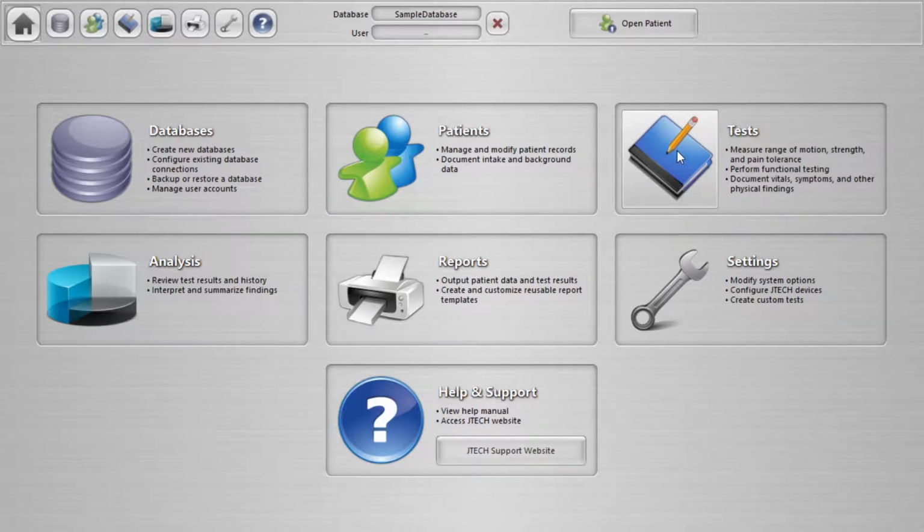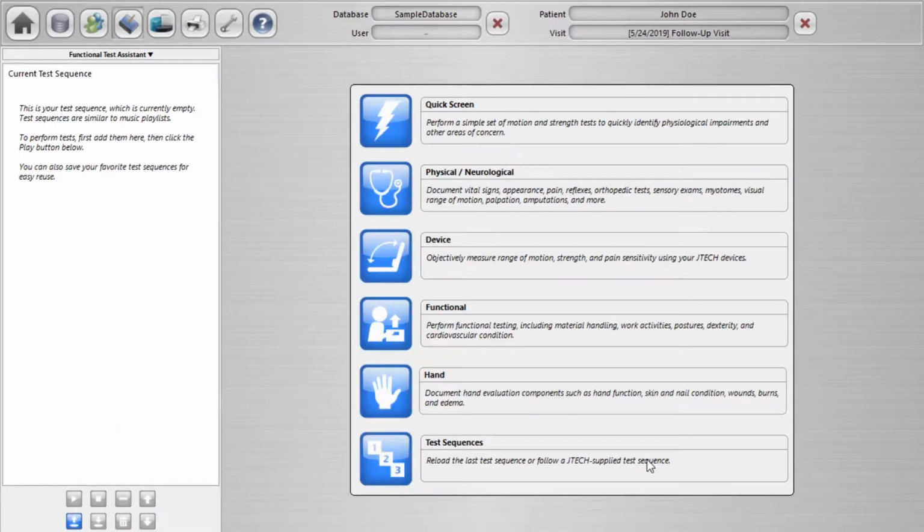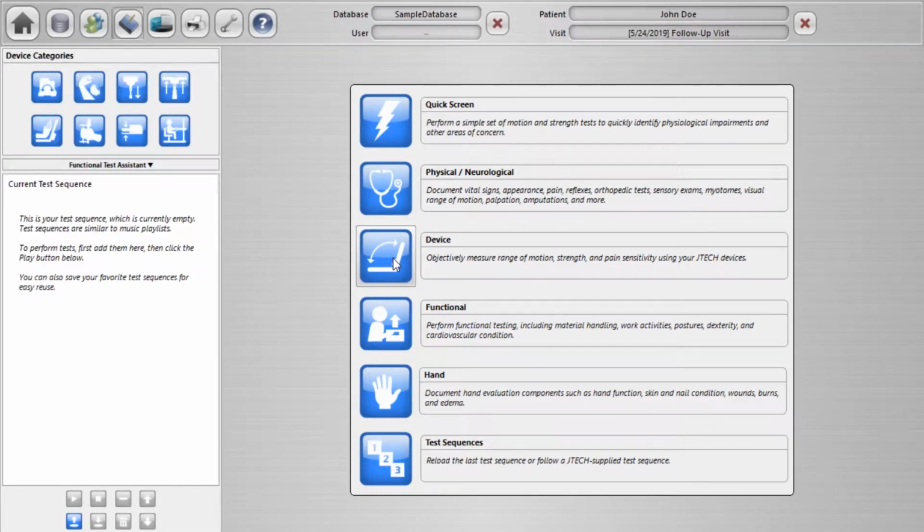I'm going to skip over to the testing area of the program. We're going to use a patient named John Doe today, and we're going to perform a follow-up visit. So we're going to indicate that John Doe is here for a serial reassessment of his physical performance. We are in the testing portion of the software right now, where you can choose from among any number of subjective physical exams, neurological pain assessments, and things like that. We're going to focus today on the instrumentation, the devices in the software.